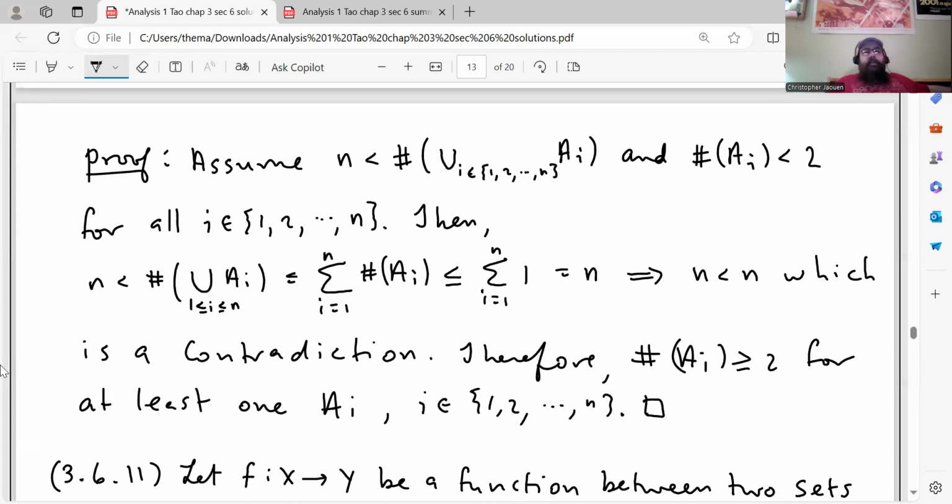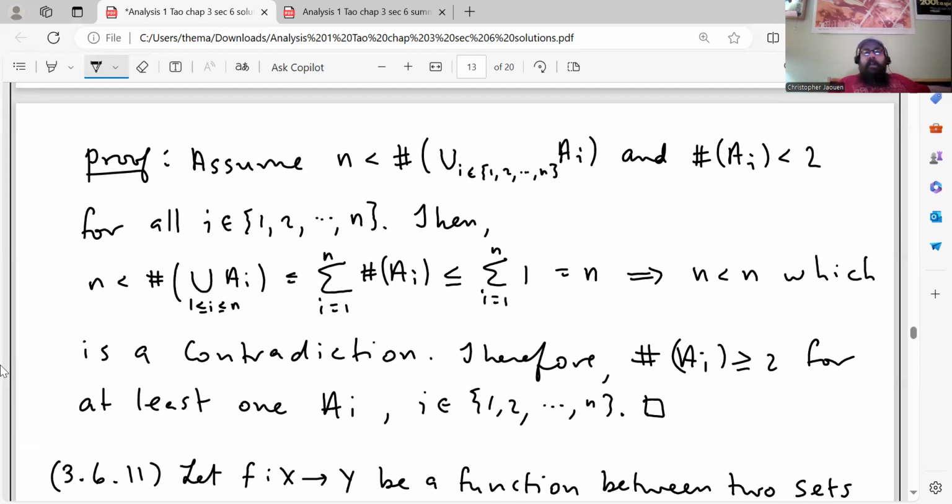Here's my proof. I did this by contradiction. So assume n is greater than the cardinality of the union of the A sub i's, and that the cardinality of Ai is less than 2 for all i in the set 1 through n. Then we have n less than the cardinality of the union of the Ai's, less than or equal to the sum of their cardinalities from 1 to n, which is less than or equal to 1 added to itself n times, which is equal to n.